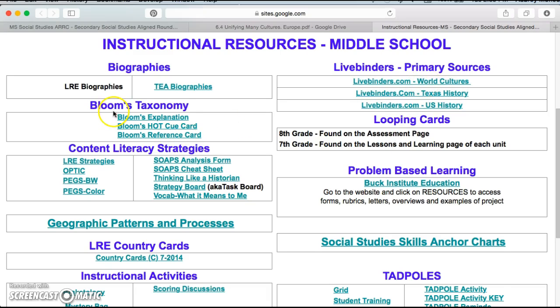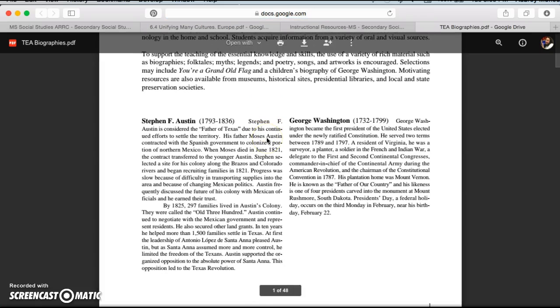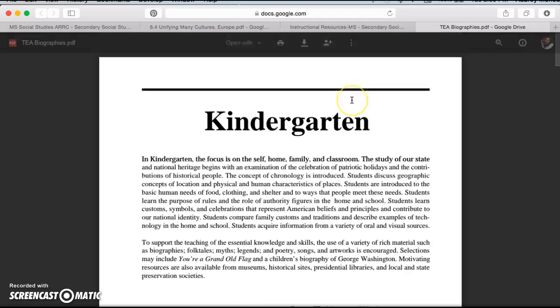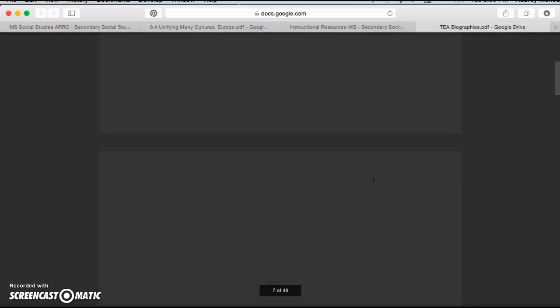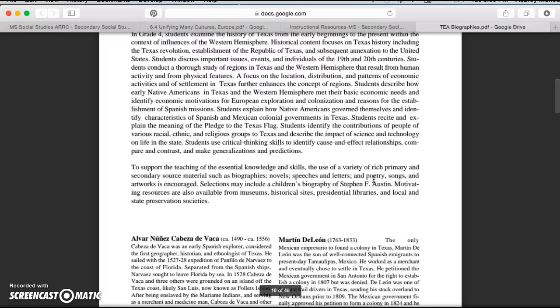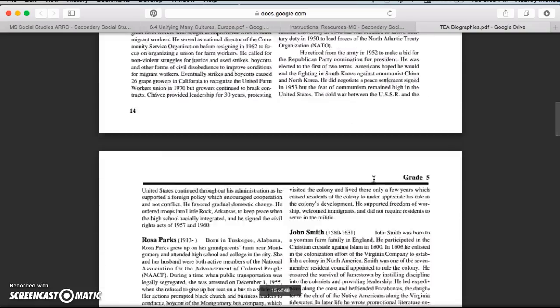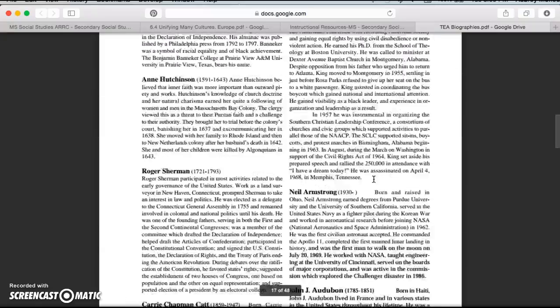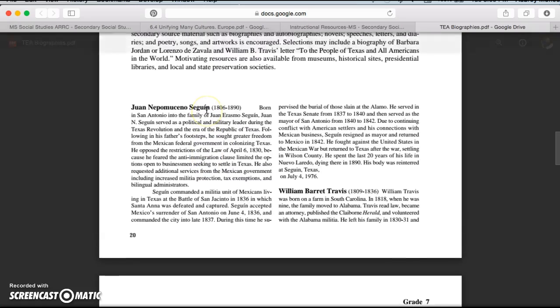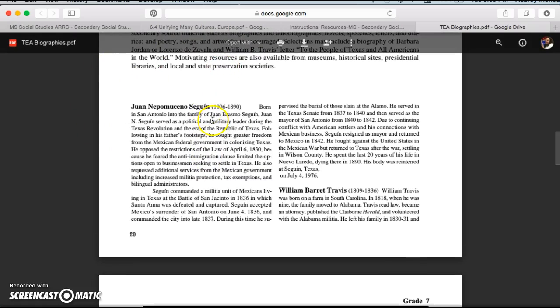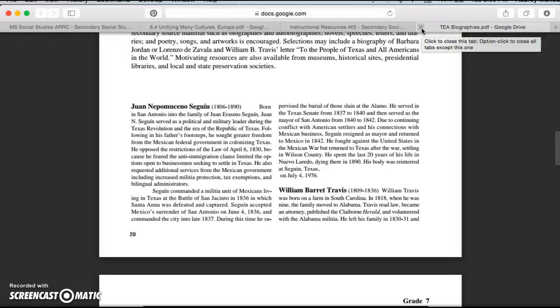And then they also give TEA biographies, pretty much biographies of anyone you may need to know in history from kindergarten all the way on. And for 6th grade, there are no biographies because it covers places and people as a whole, so there's no specific person. But for a 7th grade social studies teacher, this could be really useful because, again, it's probably extremely aligned with the TEKS. They're telling you exactly what your students should know in order to test well and show that they've learned what needed to be learned.